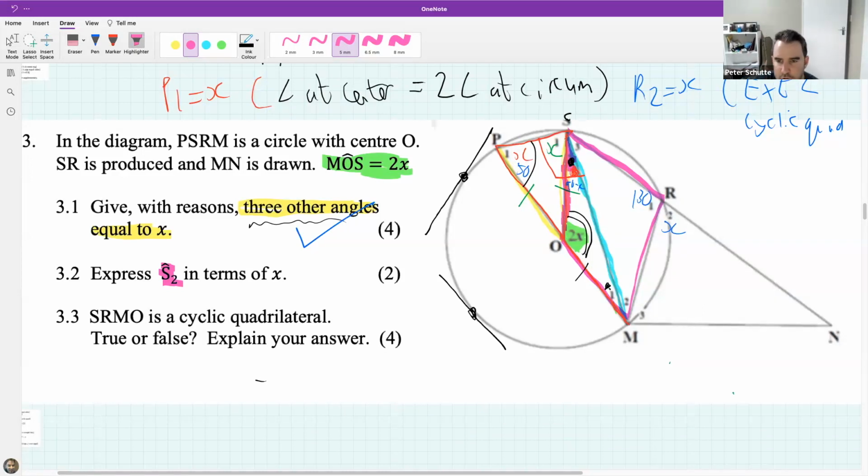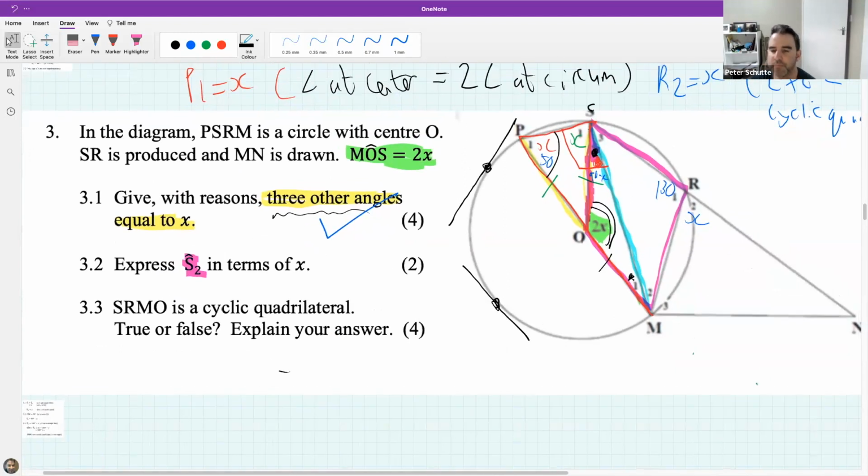So it says true or false, explain your answer. So what are we looking to find, everyone, to make sure whether or not it's a cyclic quad or not? So we know, what would the exterior angle? I think a lot of you are looking at this exterior angle over here, hey? And you know that's 50. Or do we know that's 50? Where did we work that out?